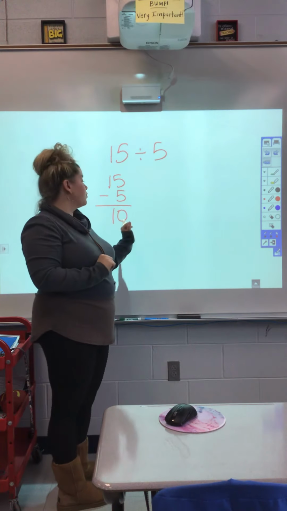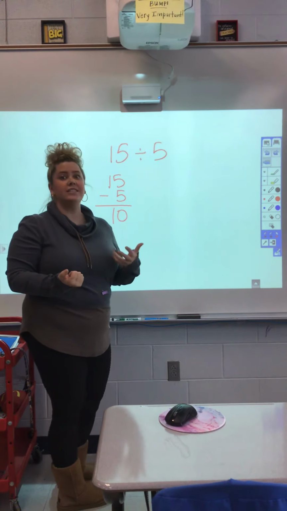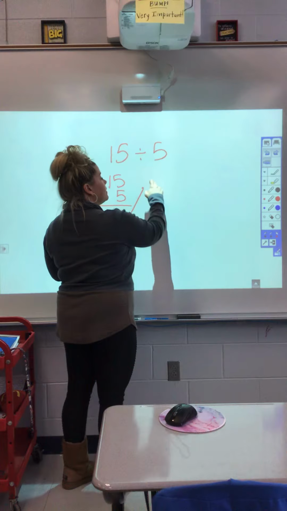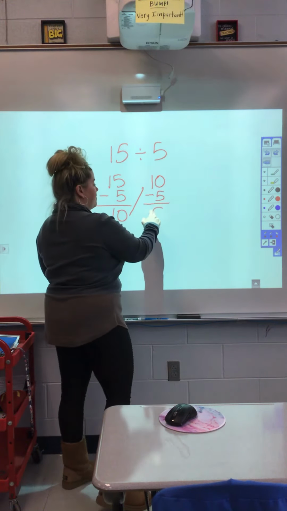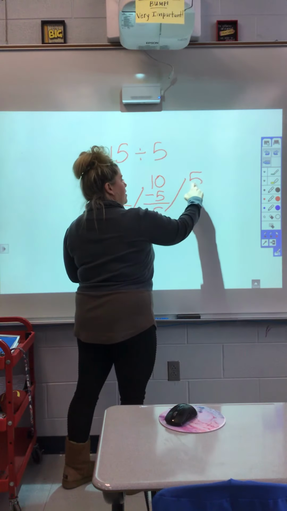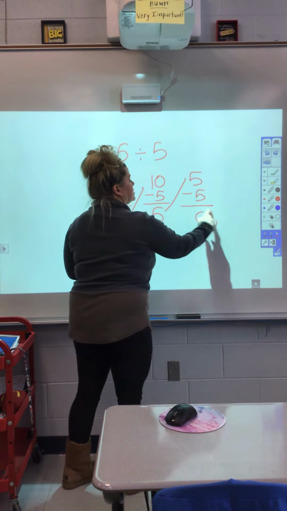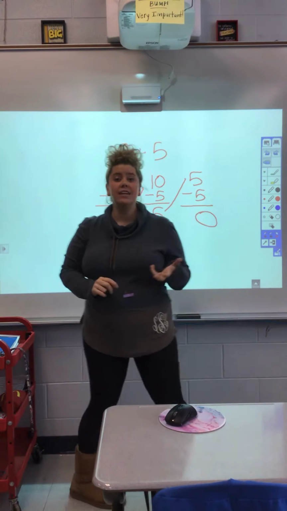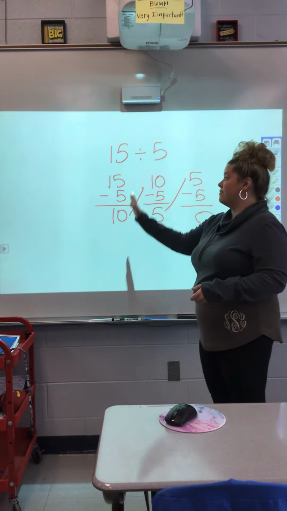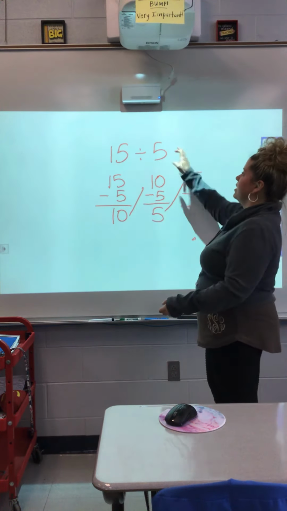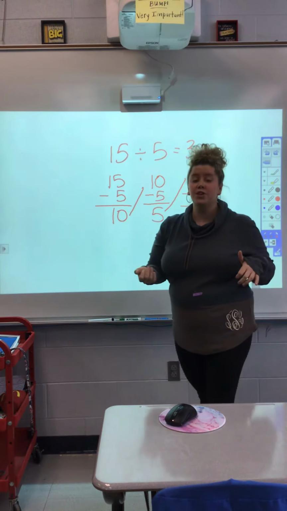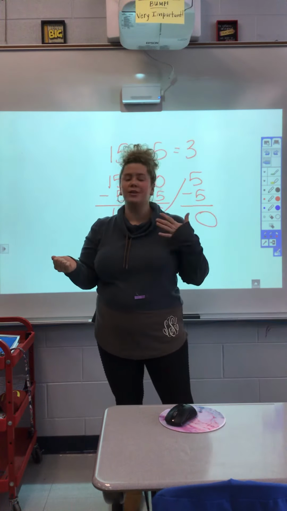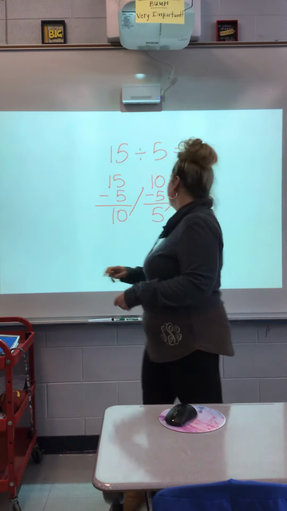So 15 minus 5 equals 10. And then remember, I'm just going to rewrite all of these subtraction problems until I get to 0. So I pull up my 10, and I do 10 minus 5 equals 5. Pull up my 5. 5 minus 5 equals 0. Then once I've made it to 0, I count how many problems I had. 1, 2, 3. So my answer to 15 divided by 5 is 3. I like this method because it really shows you how division and subtraction are related.